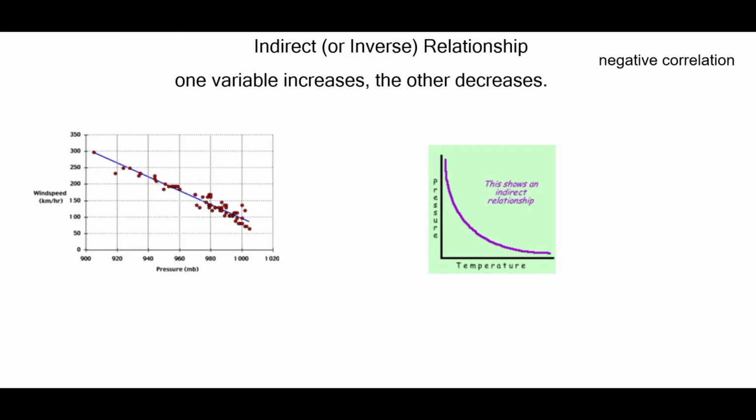An inverse, or sometimes called indirect relationship, is when one variable increases, the other decreases. It's going to give you a negative slope, and it's often called a negative correlation. Okay, so these two both show indirect. As I increase the pressure, the wind speed decreases. Here, as I increase the temperature, the pressure decreases.